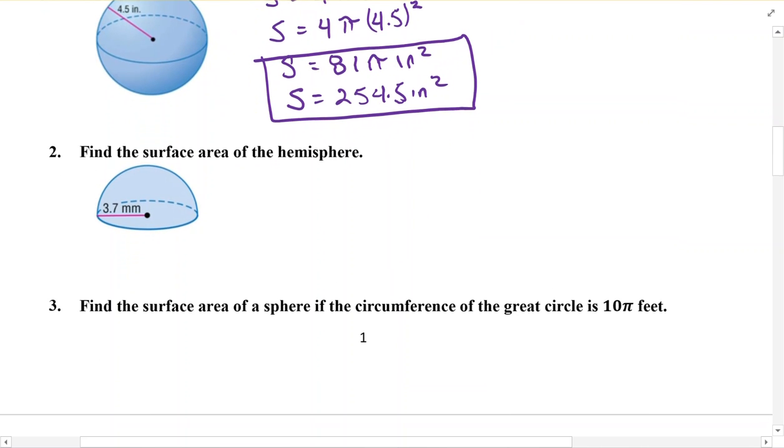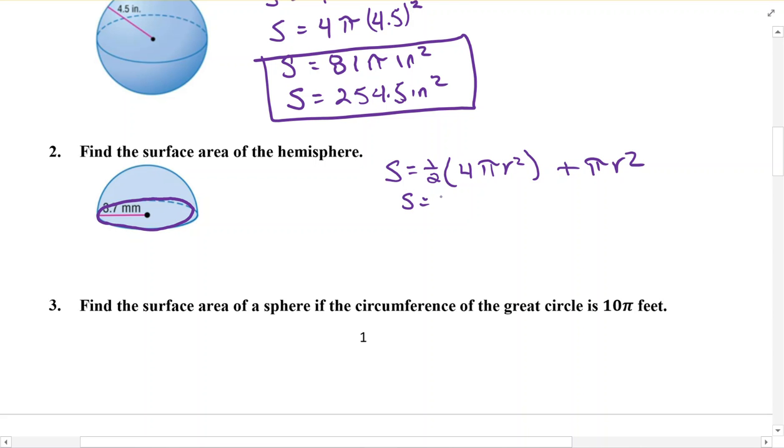When we find the surface area of a hemisphere, we have to look at half of the formula for the surface area. So surface area equals 1/2 times 4 times pi r squared. But also when we're looking at the surface area, we have to look at the bottom of the bowl too, or this base down here. So we need the area of that. So there's going to be plus pi r squared. 1/2 of 4 is 2, so we have surface area equals 2 pi r squared plus another pi r squared. So we can simplify it to 3 pi r squared.